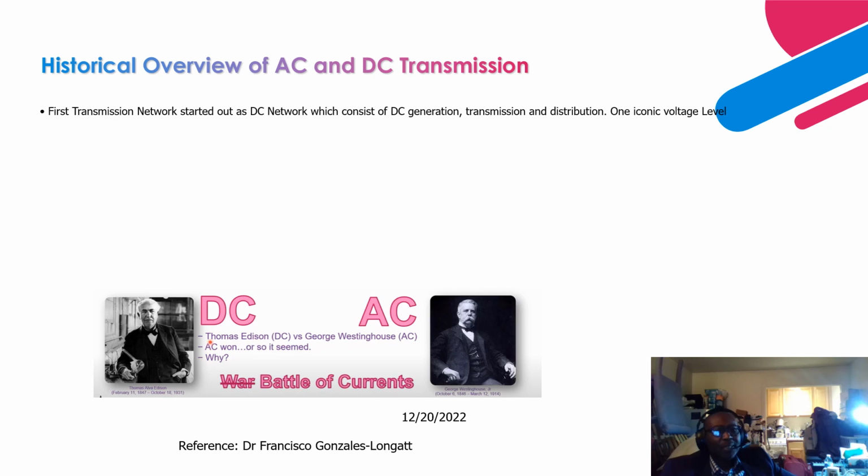DC transmission started and was utilized a lot in the 1800s, and it was used in generation, transmission, and distribution. But it was used at one particular voltage level. You don't have the flexibility or the latitude to step it up or step it down to different voltages using a DC to DC converter.